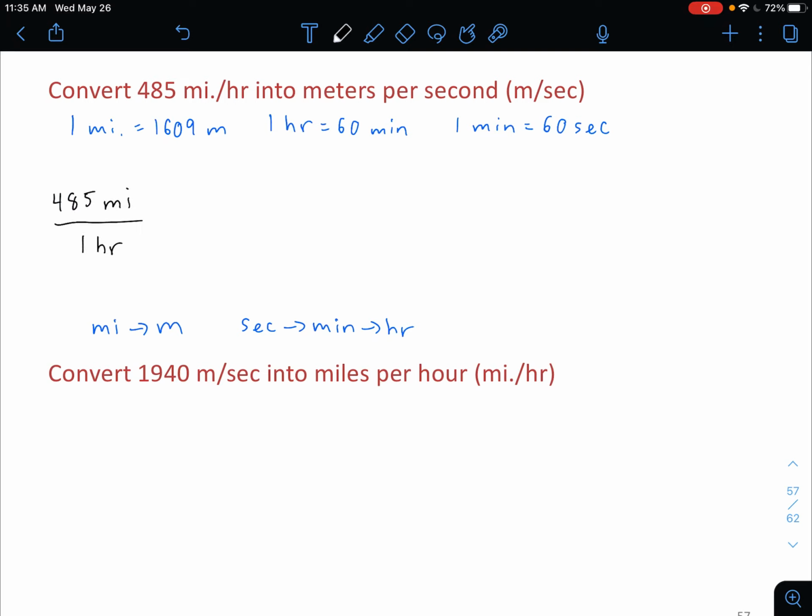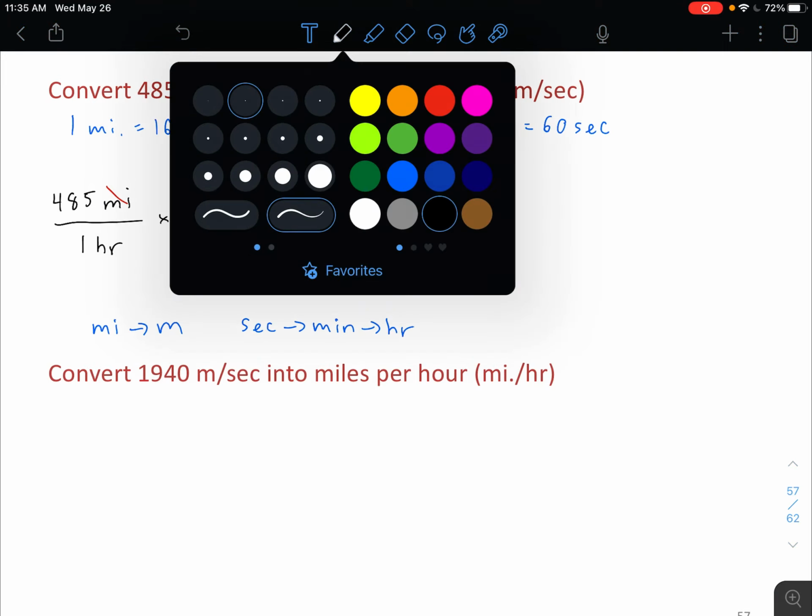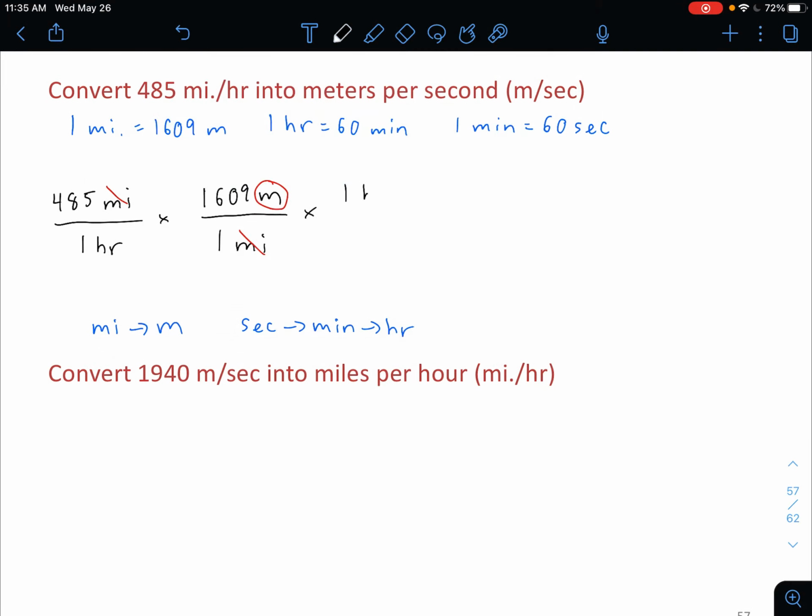485 miles per 1 hour times 1609 meters per 1 mile. That looks good because miles are going with miles, and now I'm in meters. That's what I want to keep. That's good. Then 1 hour equals 60 minutes. And I know to write it that way so that hours are diagonally opposite and they can cancel.